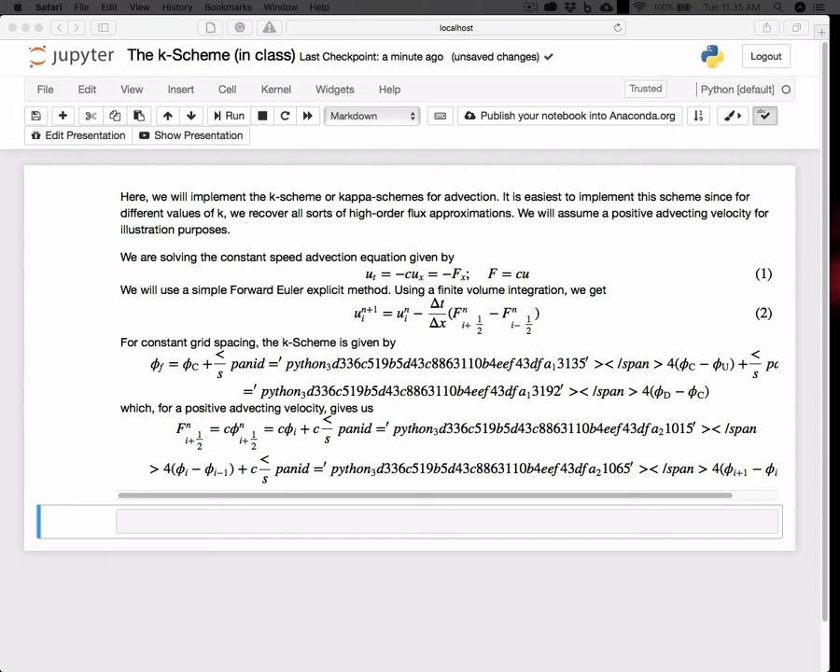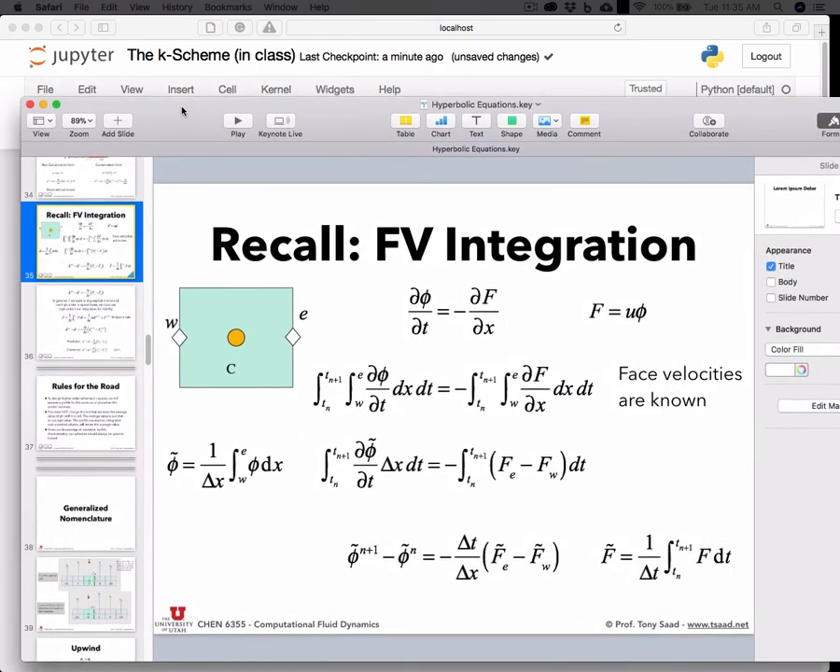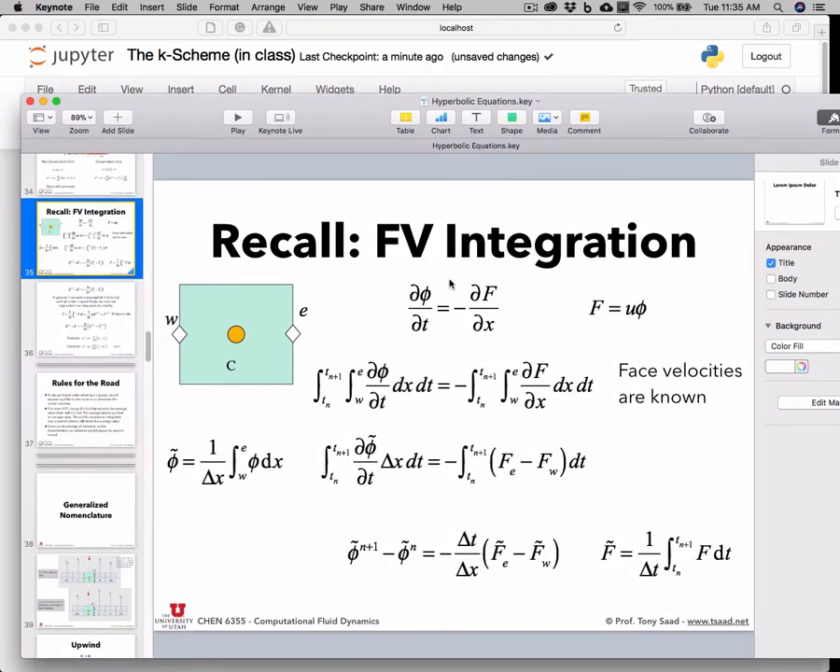Let me show you the K scheme. First, let me remind you of the finite volume integration, what we're going to do. We're integrating this equation: d phi by dt is minus df dx, and f is a flux. So this is in conservation form. In this case, f is u times phi. We're going to take u to be constant in these cases, but it doesn't have to be constant. And then we integrate in space and time.